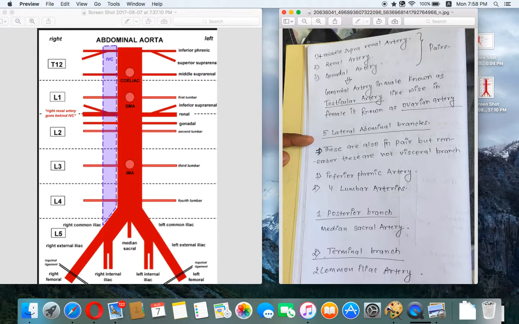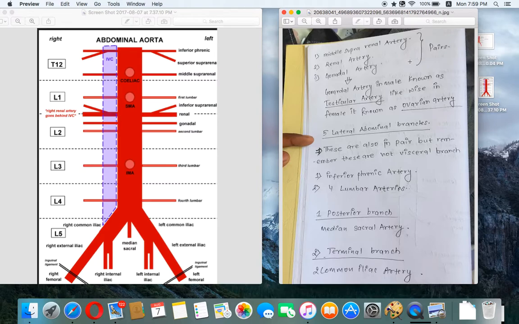The very first one is middle suprarenal artery, then renal artery, and then gonadal artery. Important things to remember about the gonadal artery: in male, gonadal artery is known as testicular artery. Similarly, in female it is known as ovarian artery. It is related with gonads.